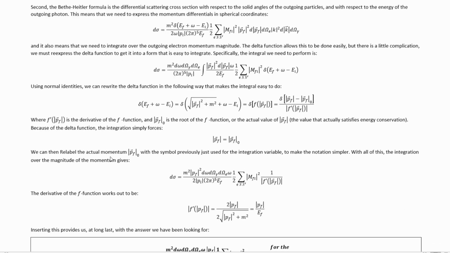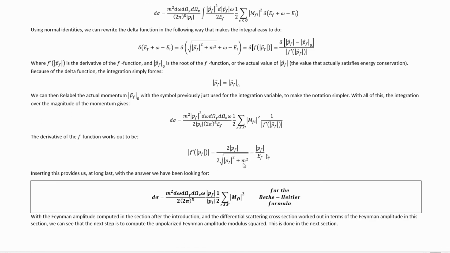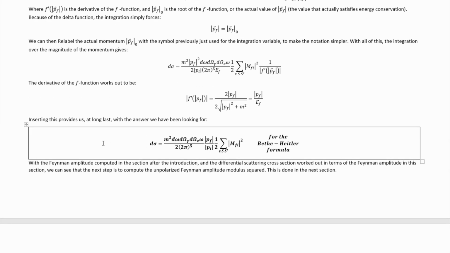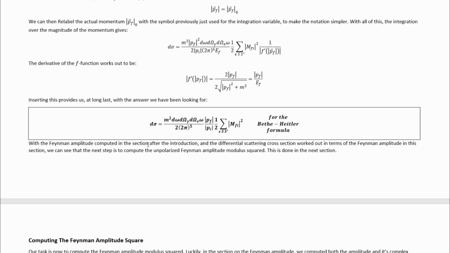because of the delta function the integration simply forces this assignment. We can then relabel the actual momentum with the symbol previously just used for the integration variable to make the notation simpler now that the integral is done. Specifically, the integral gives this result, where that f prime function works out to be this. And we can insert that and get this result finally for the differential scattering cross-section in terms of the Feynman amplitude for the Bethe-Heitler formula derivation, with the Feynman amplitude computed in the section after the introduction and the differential scattering cross-section worked out in terms of the Feynman amplitude.